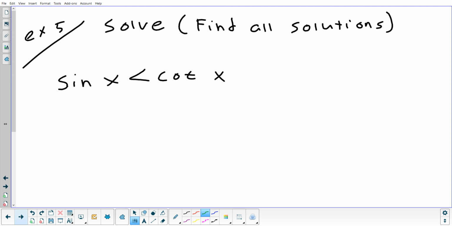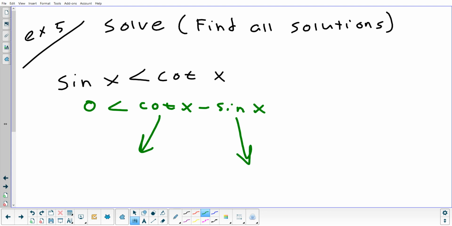And let's set this up just like we've been doing. Let's get 0 on one side by moving sine over. So we have cotangent x minus sine. All right, so we moved sine to the other side. Now let's find our periods.